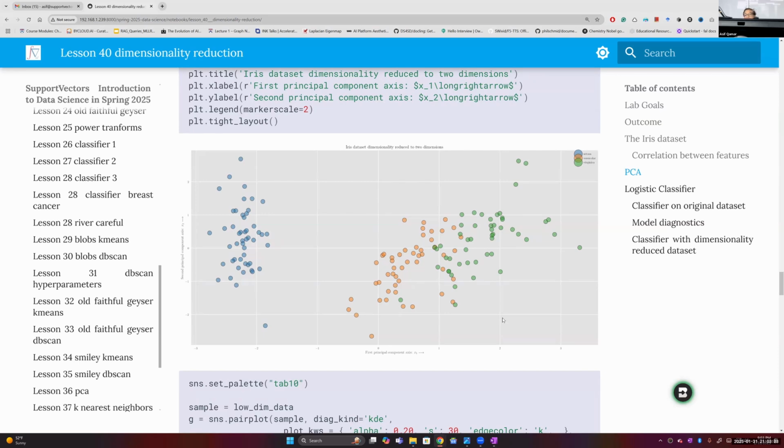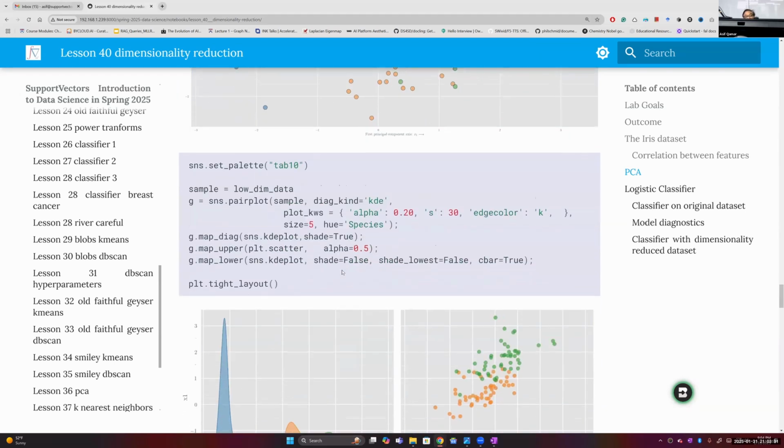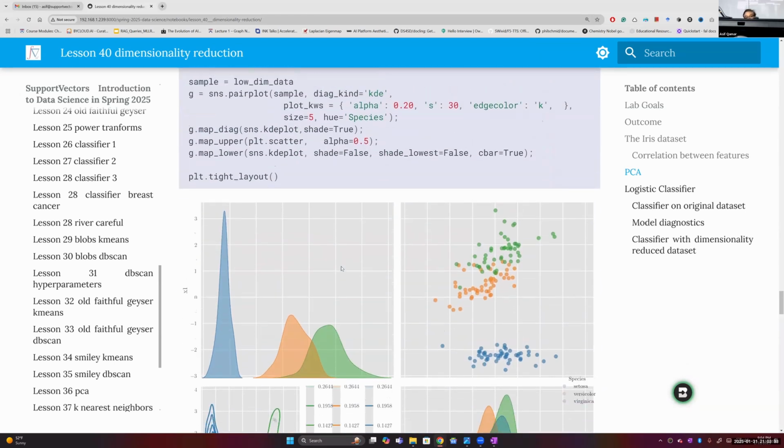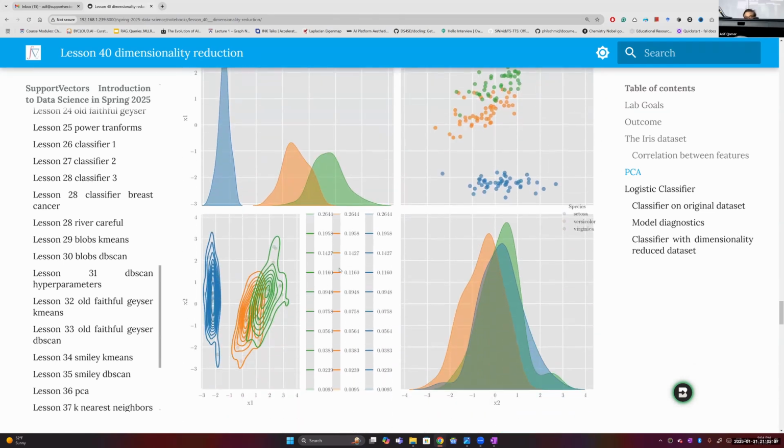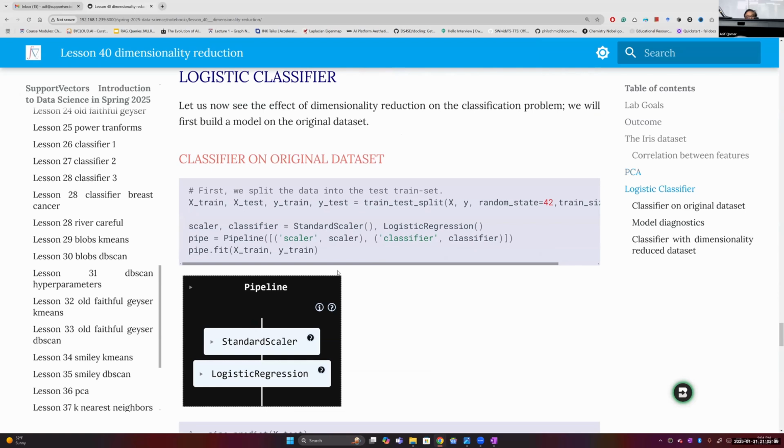Blue, the 3 species of iris? Blue has completely separated out. Completely separated out from the other 2. Yeah. And you can see that, right? You see how well, or how useful, it turns out to be.